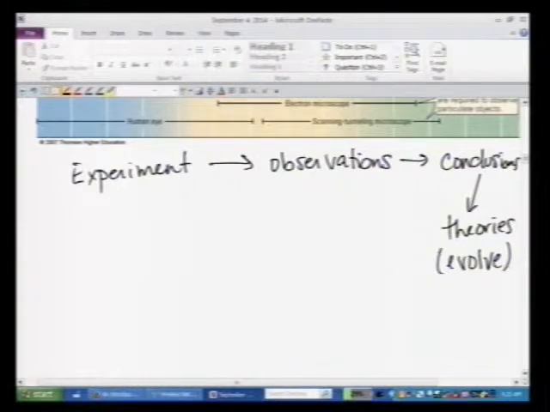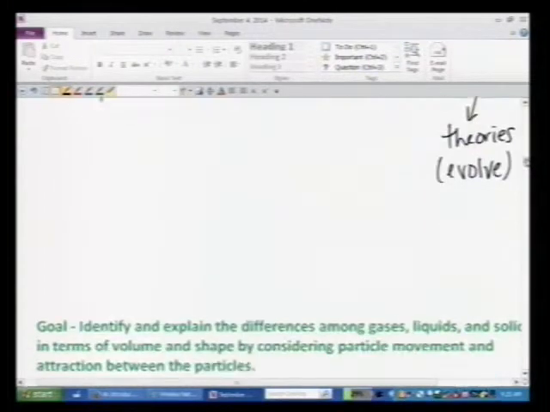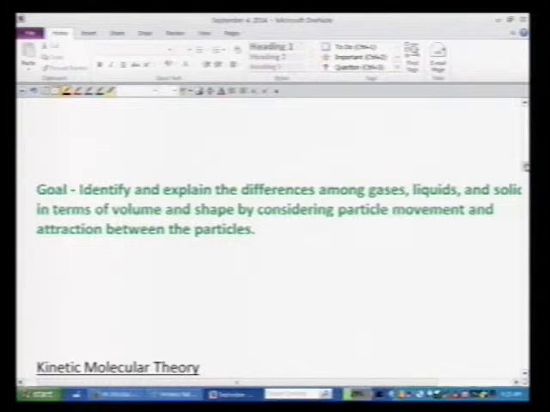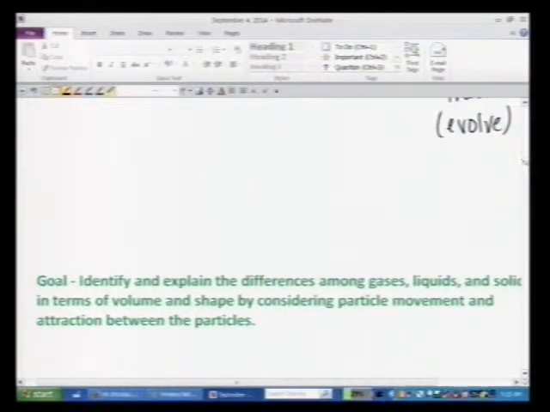We used to think the world was flat. We know it's not. But at the time, the powers that be, the smartest people, thought that the world was flat, okay? That turns out not to be the case. That theory has evolved over time. So I'm going to introduce you to one theory, and that's what we're going to cover today. And you can write this down now. Today we're going to cover kinetic molecular theory.